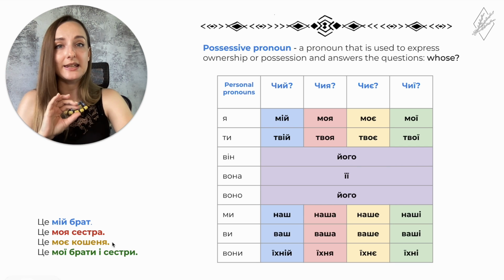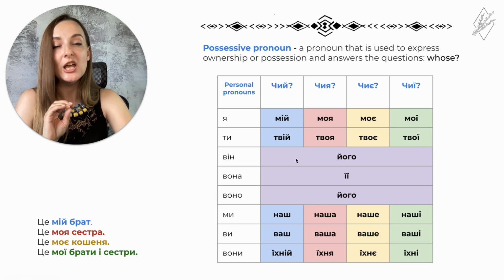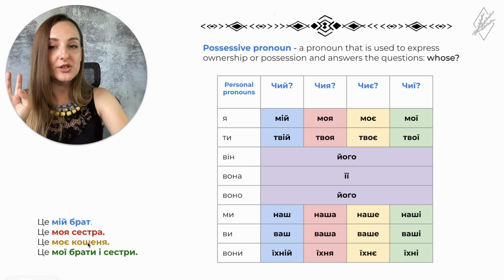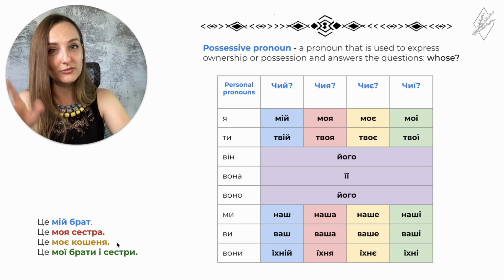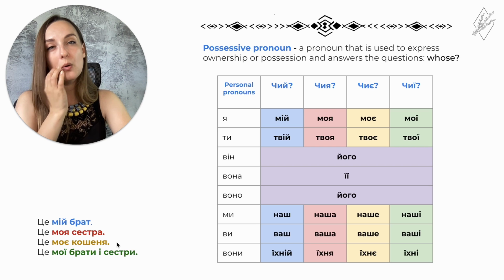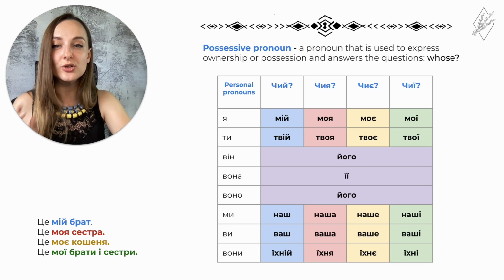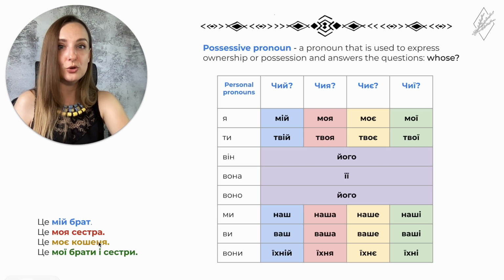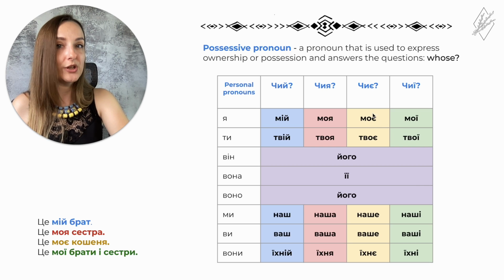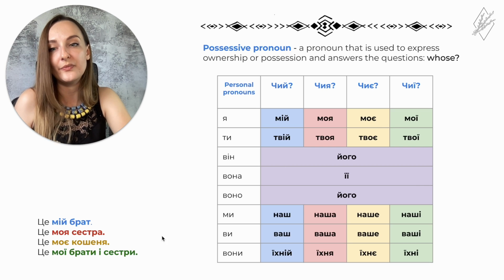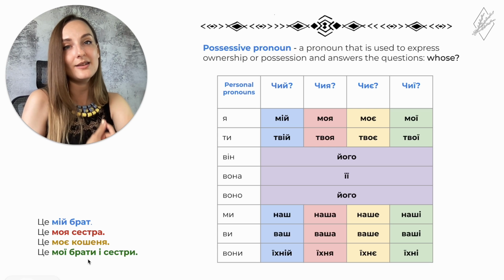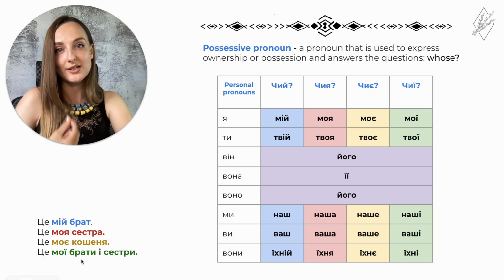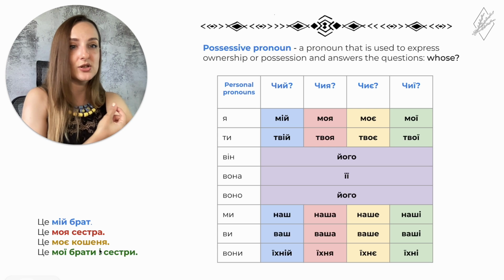Це моє кошеня. Кошеня is a kitten, a little cat. So, the words with this ending usually are neuter in Ukrainian. You can go back to our lesson about Ukrainian genders and check it out. So, кошеня is neuter, that is why we say моє, моє кошеня. And plural form. Це мої брати і сестри. These are my brothers and sisters.